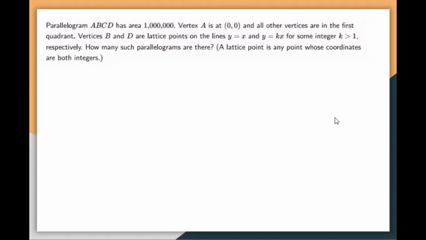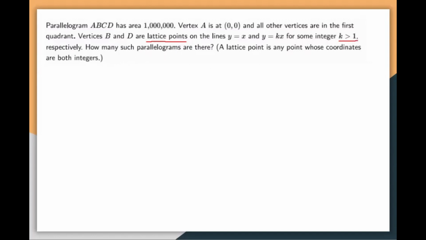Hello. So we have number 22 from AMC 12P. A parallelogram has area 1,000,000 and vertex A at the origin, and all other vertices are in the first quadrant. Vertices B and D are lattice points on the lines y equals x and y equals kx, where k is bigger than 1, respectively. How many such parallelograms exist?